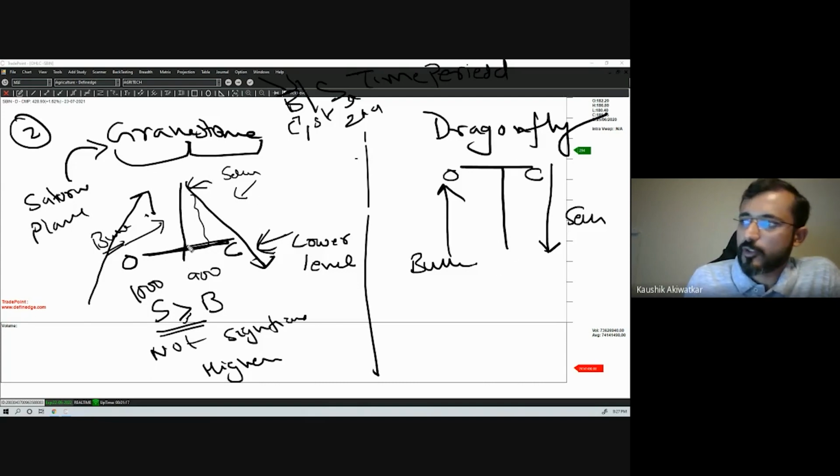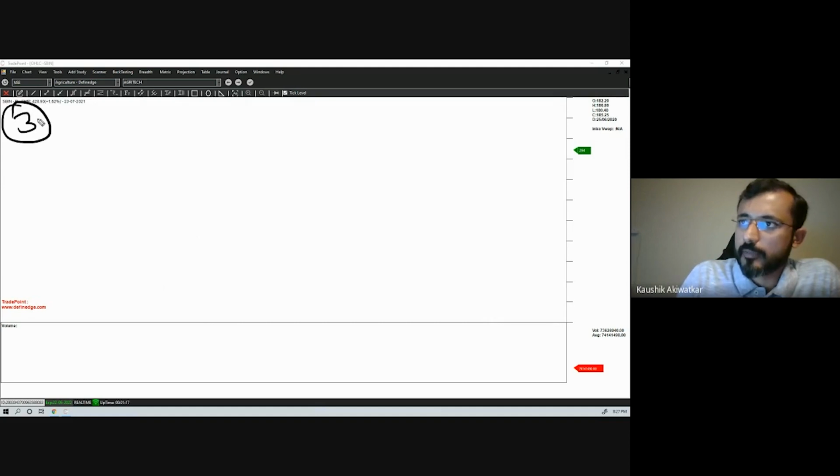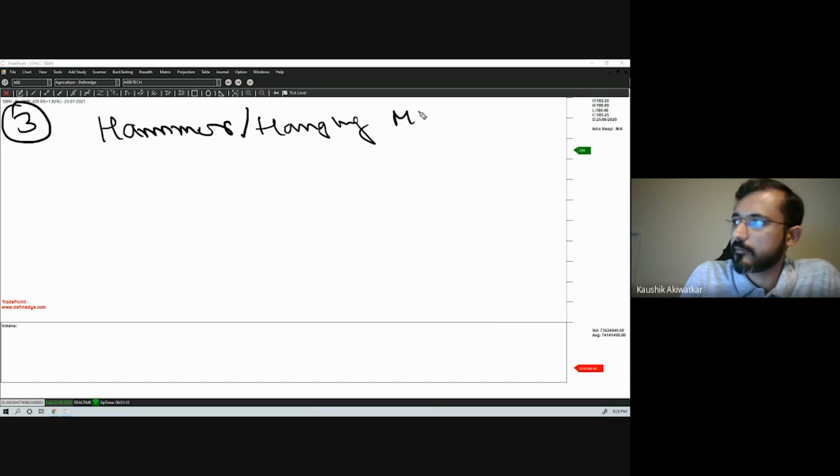Dragonfly. So now gravestone and dragonfly. In a way, in dragonfly, now buyers are higher than sellers. I mean, not significantly. Minor bulls are more, right? So now the third type. Third type is hammer or hanging man.